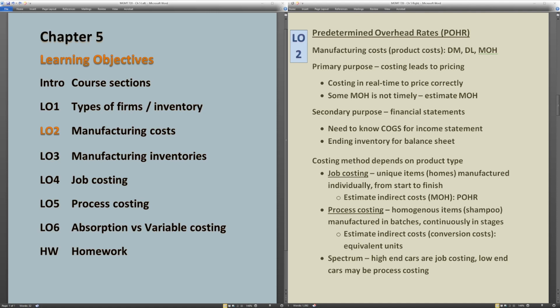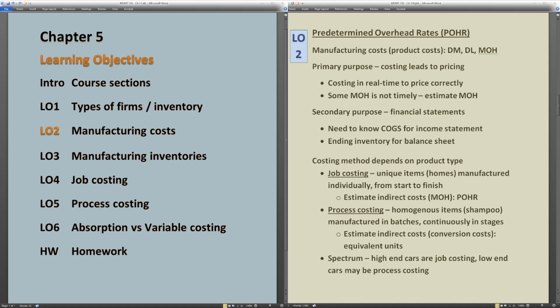Some of it we don't know for a long time after we've finished making the product, but yet we still need to price the product. So what do we need to do? We need to come up with a way to estimate our manufacturing overhead, to estimate some of these indirect costs, so that we have at least some number along with direct materials and direct labor, so that we can price and sell it.